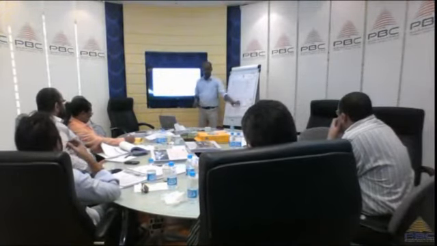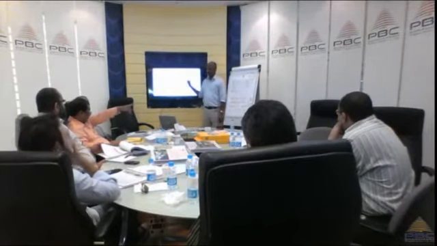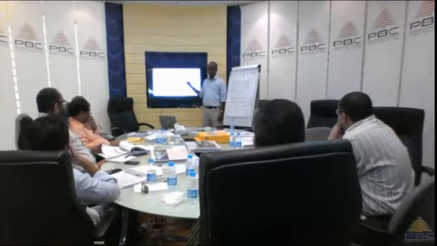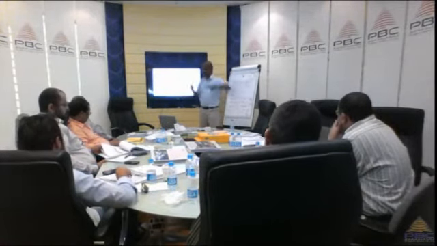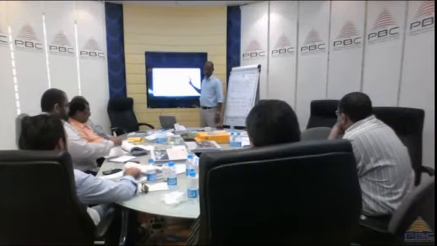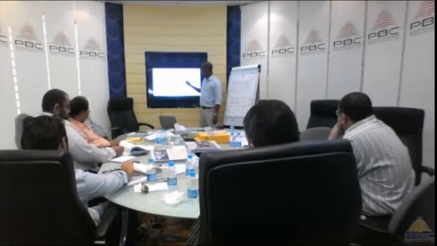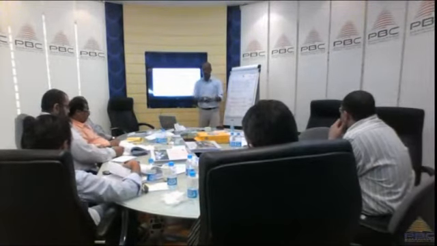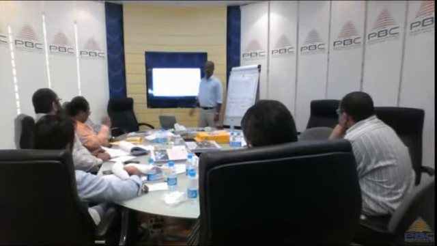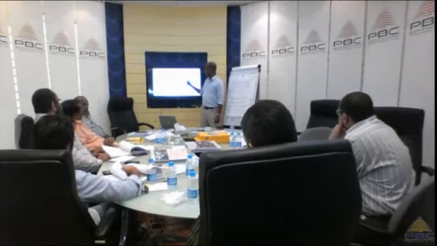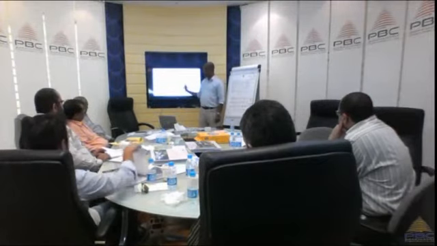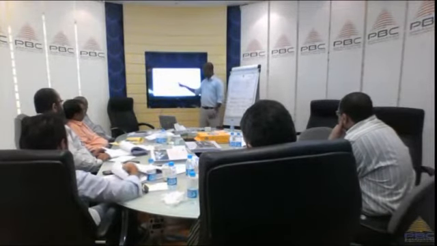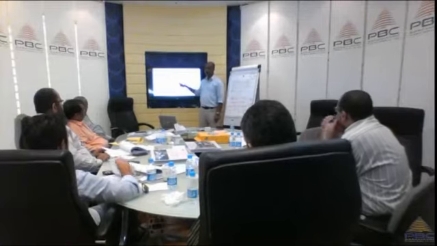So the BAC is your total money you budgeted for that project. Budget at completion, we call it. Now, sometimes during the project, let's say this project is at this stage, and I changed the project manager. Another project manager came on board because I have some issues with the project manager. I'm not confident about his cost control activity.